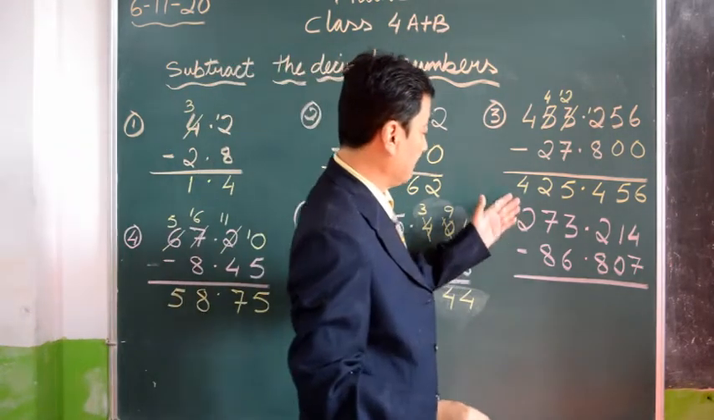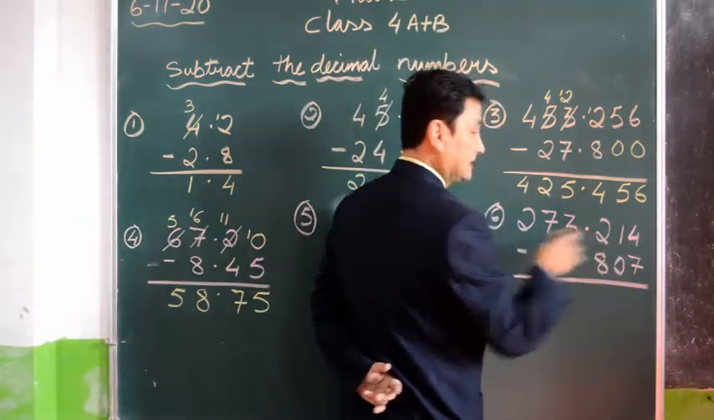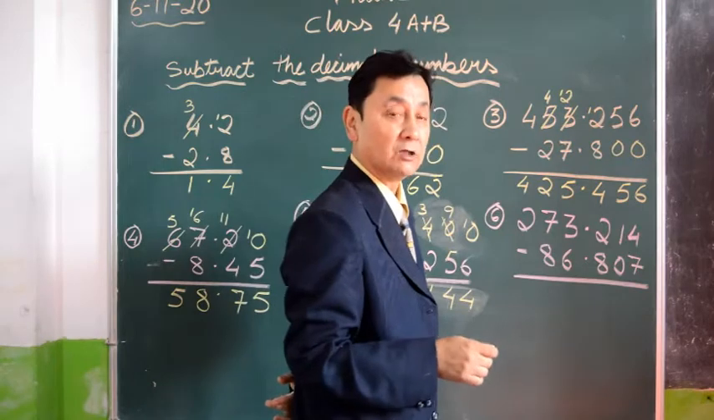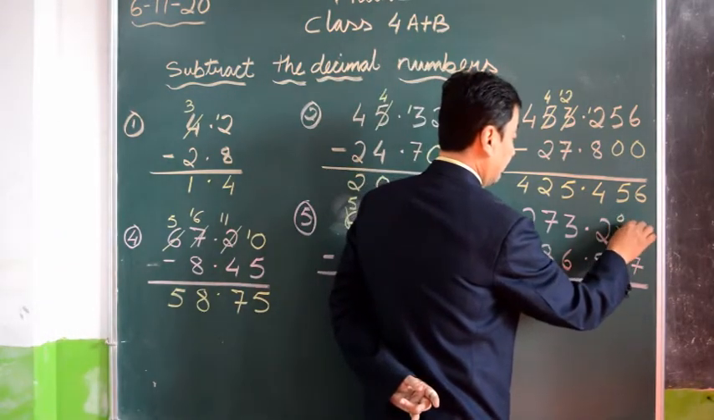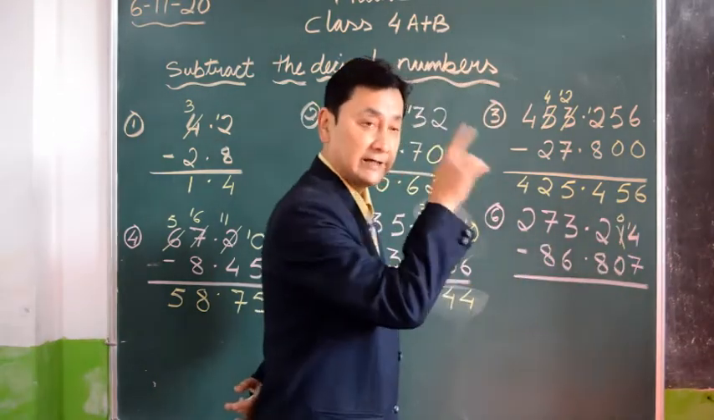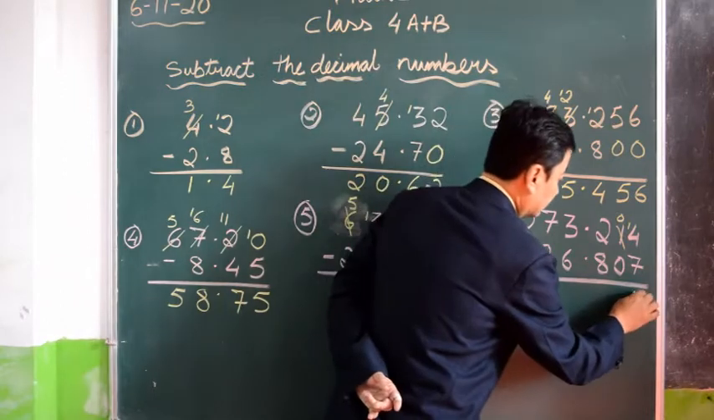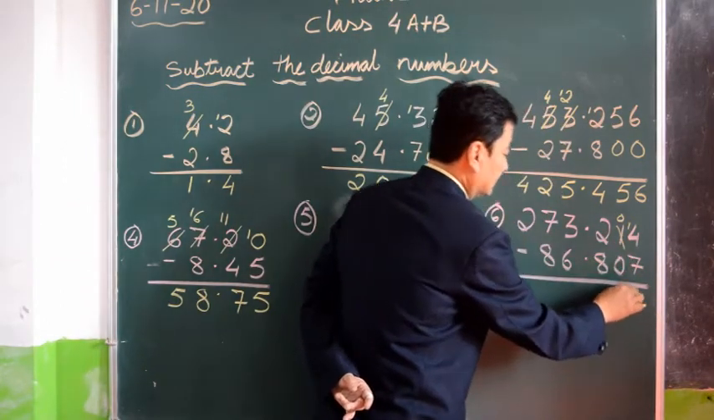So the top number minus the bottom number. Let's have a look. 4 minus 7. Can we subtract? No. What should we do? Borrow. Borrow from 1. 1 becomes 0 and 4 becomes 14. 14 minus 7. 7 is there. 8, 9, 10, 11, 12, 13, 14. 7. 0 minus 0. 0.